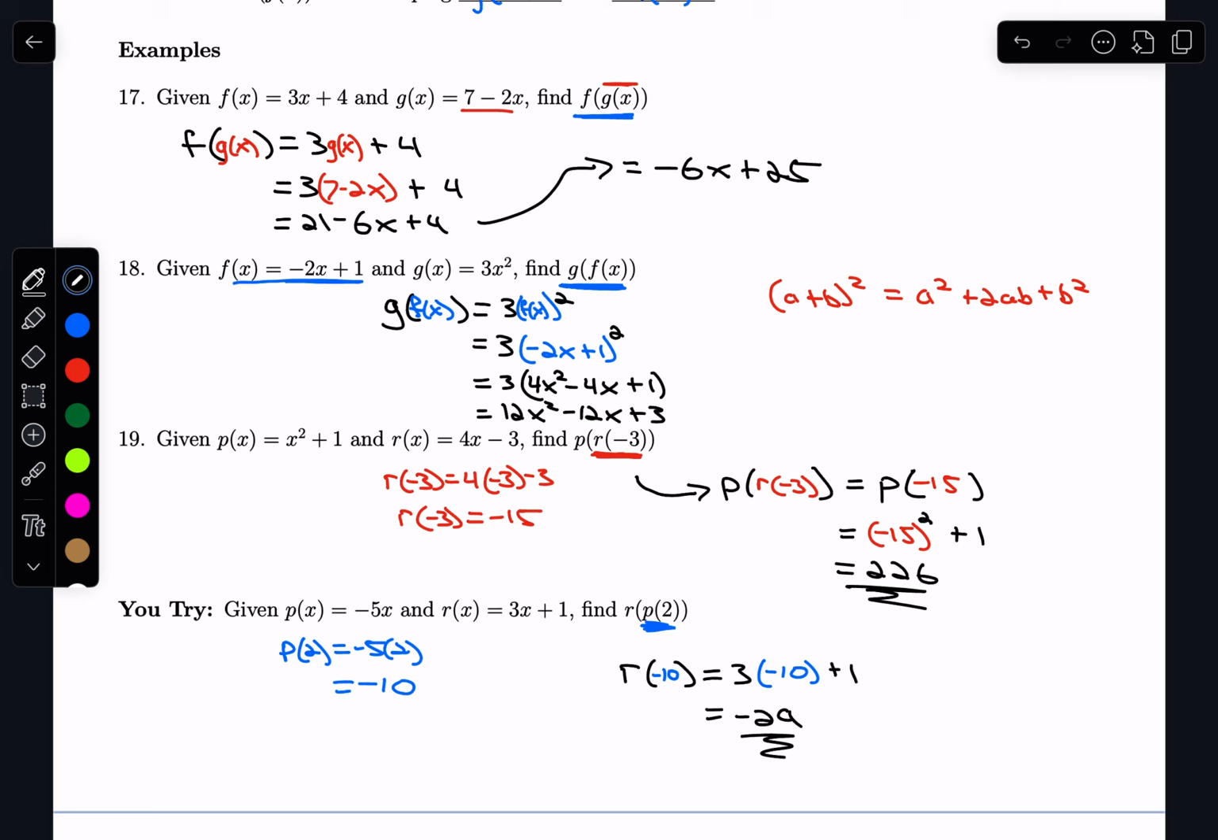Hopefully you guys enjoyed learning some function notation, how to do operations with functions, how to test if something is a function, and then how to compose functions.